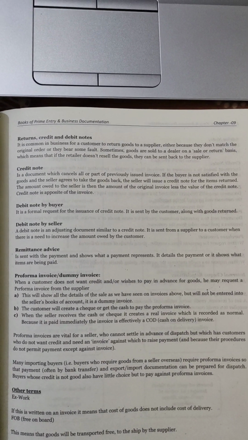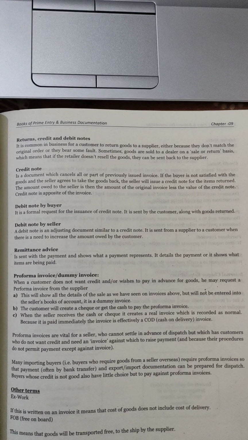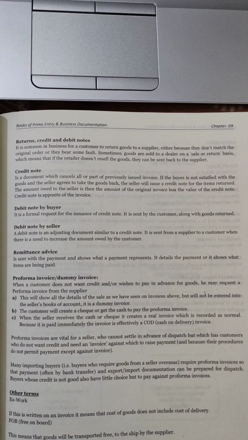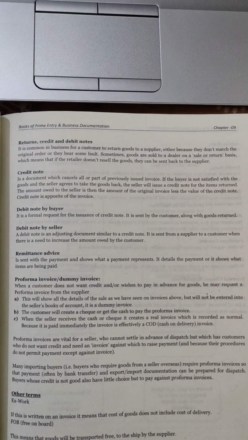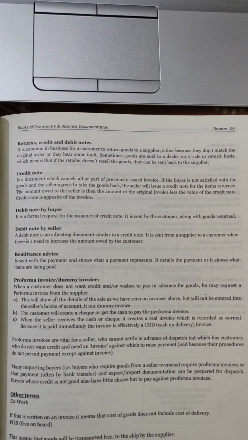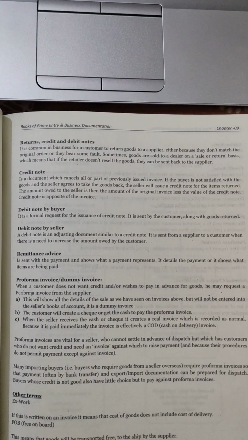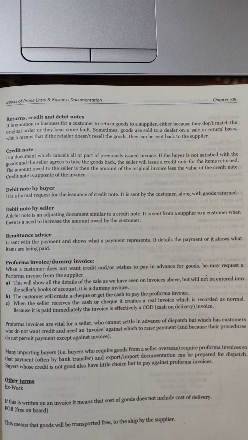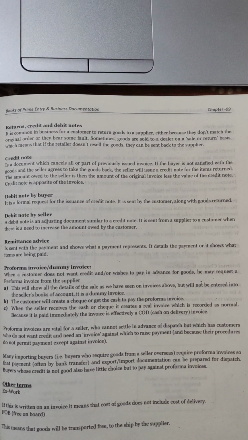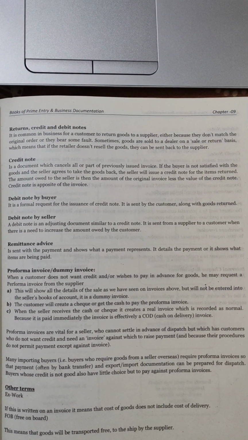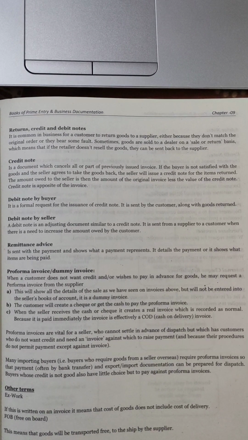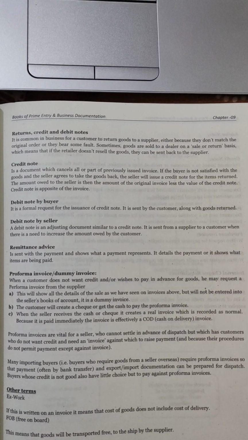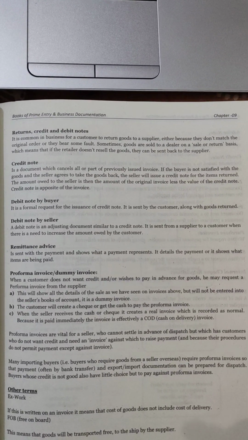The customer will create a check or get the cash to pay the pro forma invoice. When the seller receives the cash or check, it creates a real invoice, which is recorded as normal because it is paid immediately. The invoice is effectively a cash on delivery invoice. Many important buyers, i.e., buyers who require goods from the seller overseas, require a pro forma invoice to make the payment, so that export or import documentation can be prepared for the dispatch. Buyers whose credit is not good also have little choice but to pay against the pro forma.